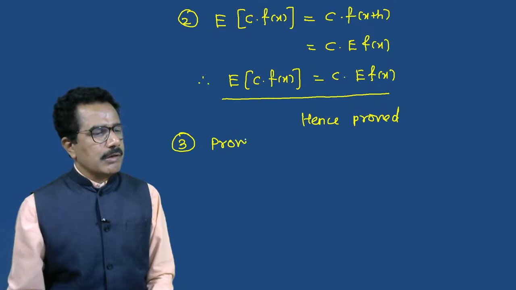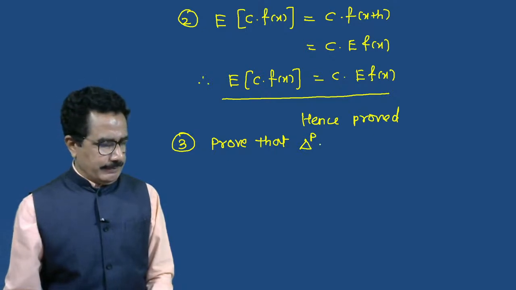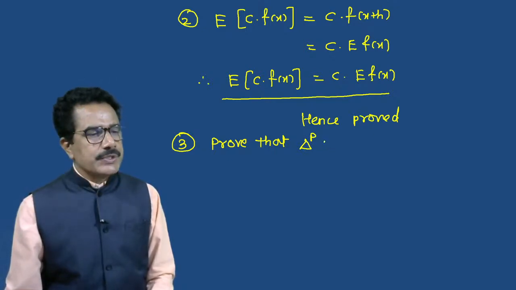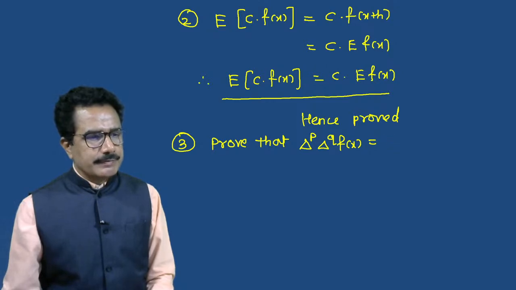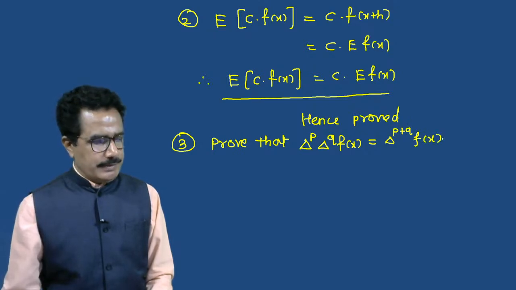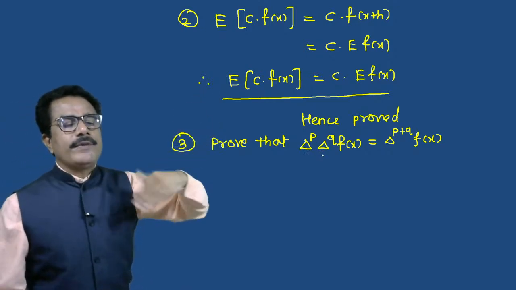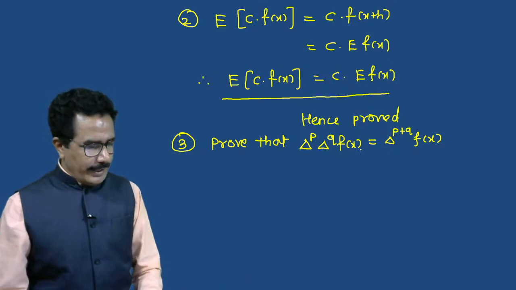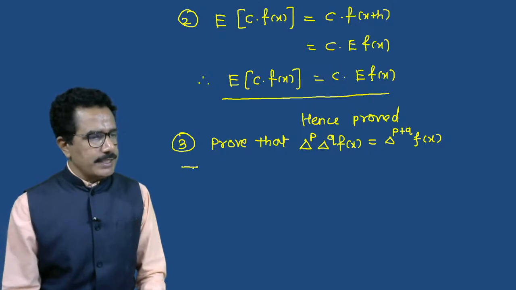Prove that delta raised to p, again delta raised to q of f of x, is equal to delta raised to p plus q of f of x. See this, we have to prove this: delta raised to p of delta raised to q f of x can be written as delta raised to p plus q f of x. See this proof.